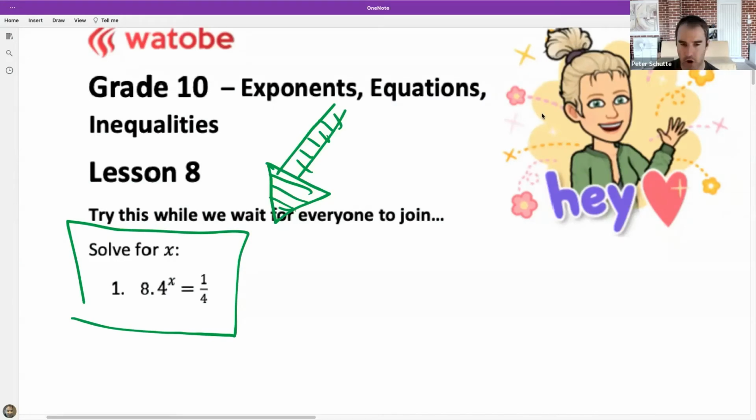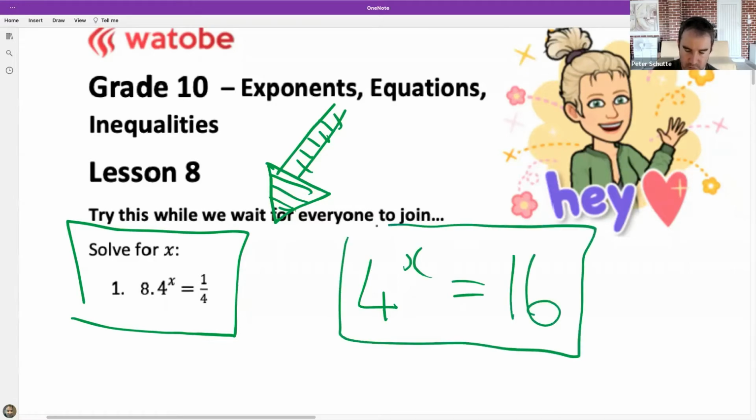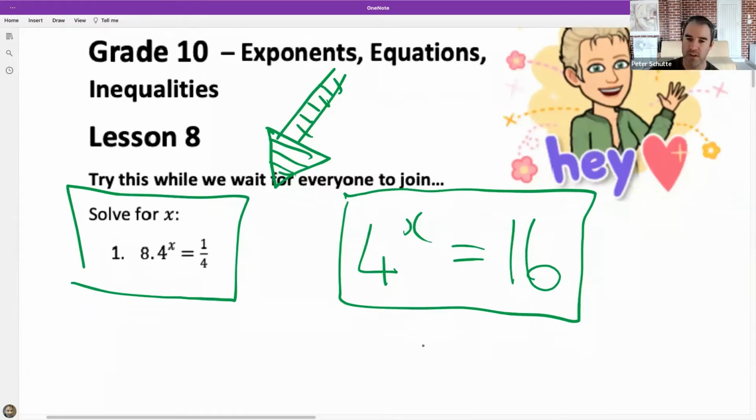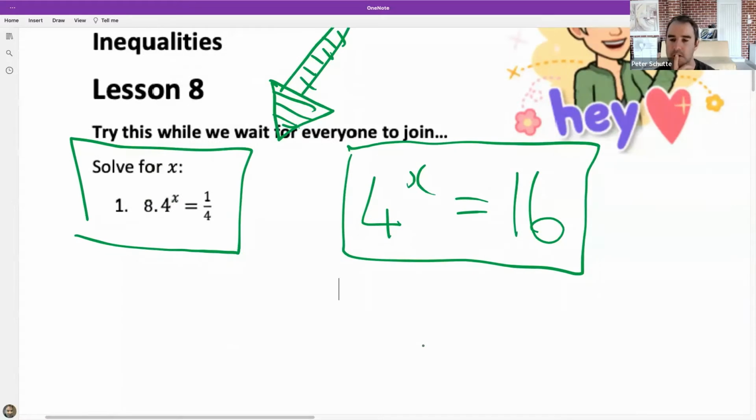Okay, so how do we start a question like this? Well, maybe it's easier if I start with an even simpler question. If I said to you, what is the answer to this question: 4 to the power of x equals 16. Could you give me the answer to that? Put your answer to that in the chat. What's the answer to 4 to the x equals 16?